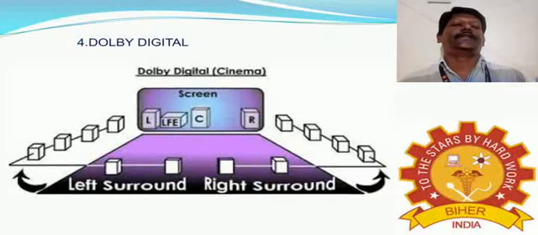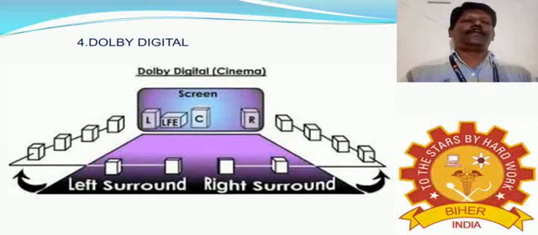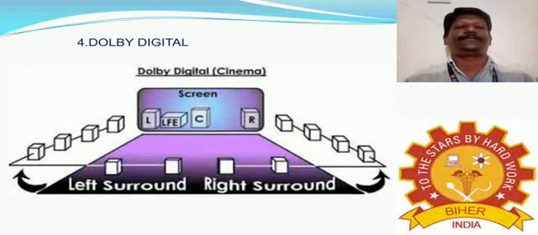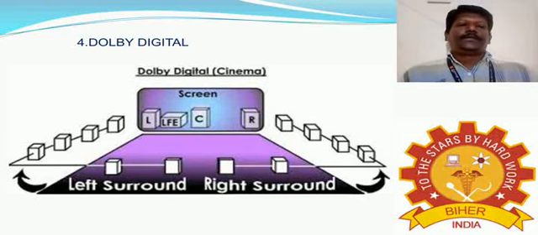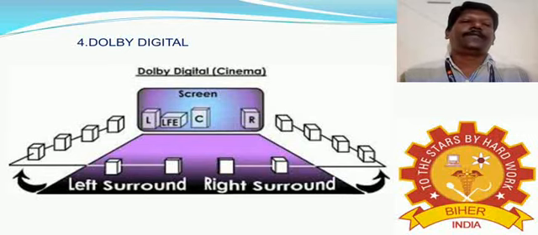Then Dolby Digital. It's a 5.1 format. So there are 4 speakers behind the screen in this format: left, center, right, and subwoofer, and also has left surround and right surround. 5.1 means it has 5 main speakers and 1 subwoofer.